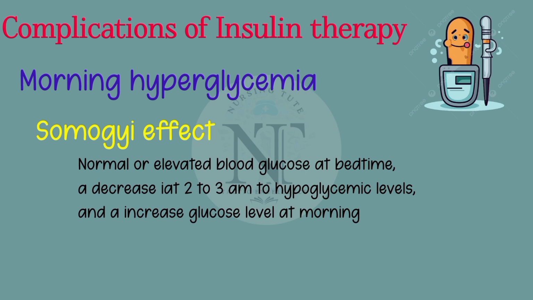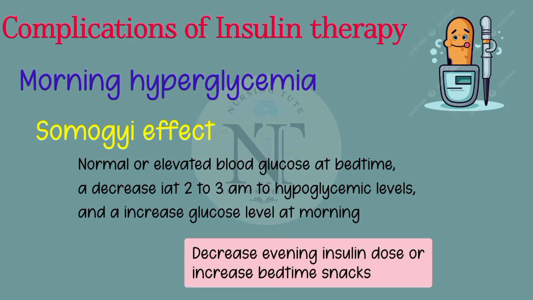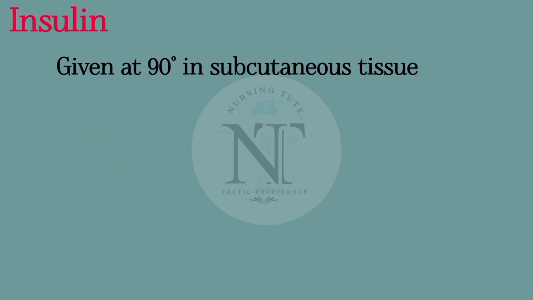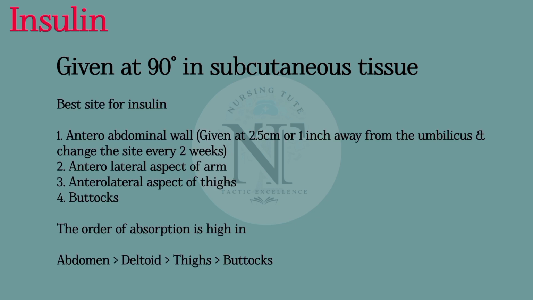In order to prevent this, we have to decrease the evening dose of intermediate acting insulin and increase some points about insulin. Insulin is given at a 90-degree angle in the subcutaneous tissues. Best site for insulin injections. First one is the anteroabdominal wall.